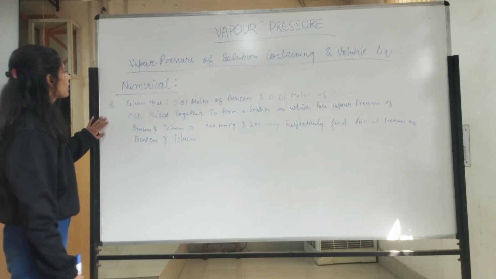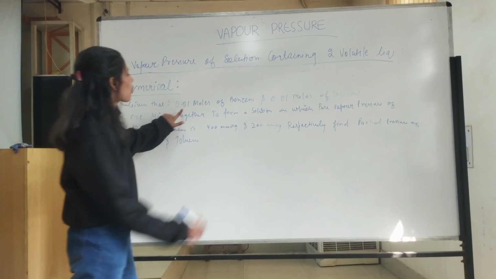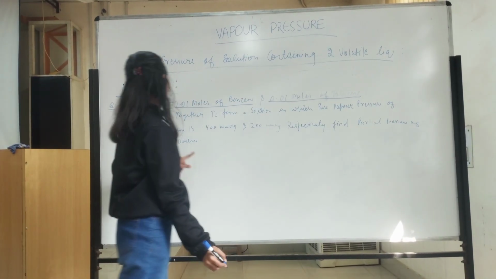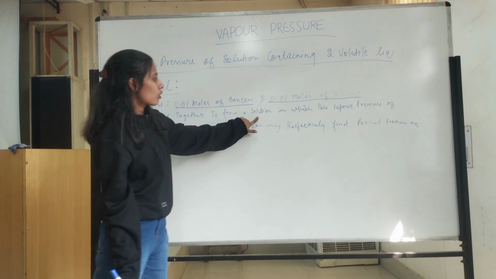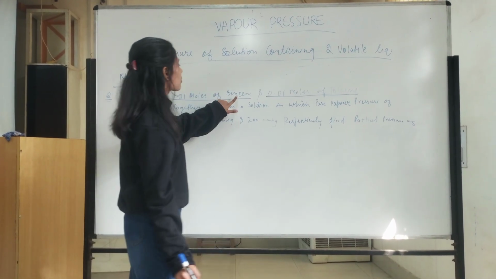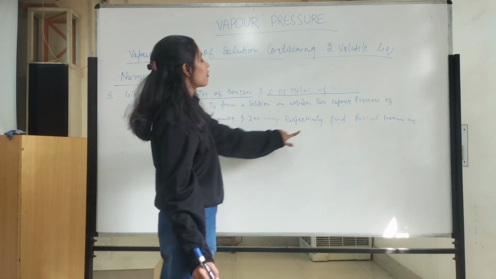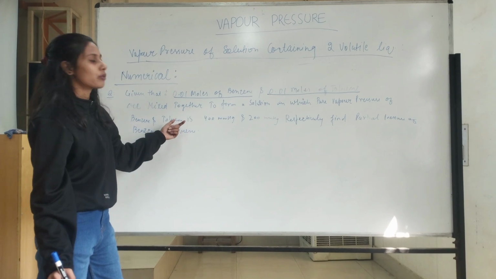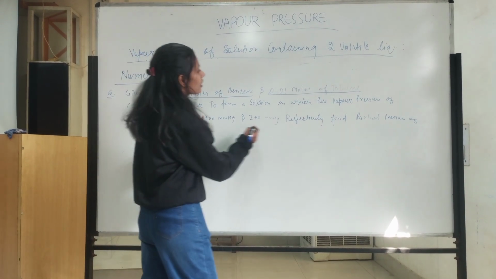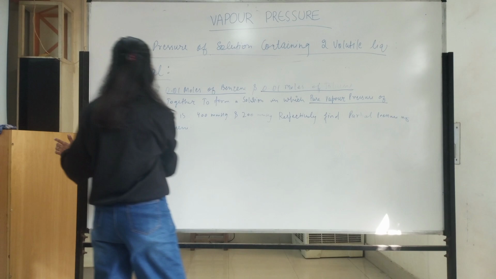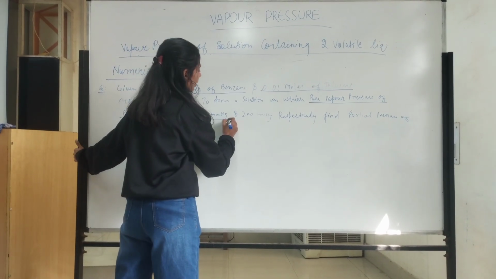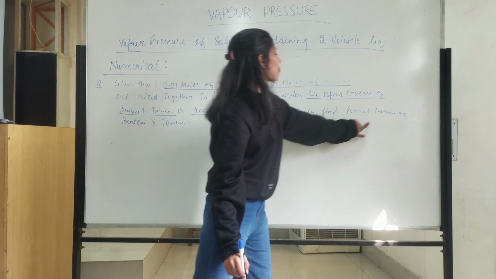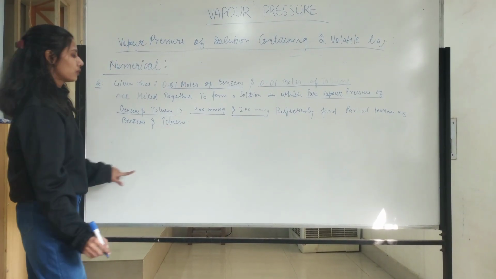So let's do it. In this numerical problem we have 0.01 moles of benzene and 0.01 moles of toluene. They are mixed together to form a solution. And also we know that benzene and toluene both are volatile liquids. So this is the mixture of two volatile liquids, and it is given that the pure vapor pressure of benzene and toluene is 400 mmHg and 200 mmHg. So what we have to find? We have to find the partial pressures of benzene and toluene.